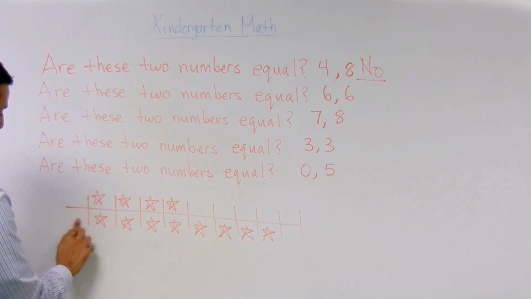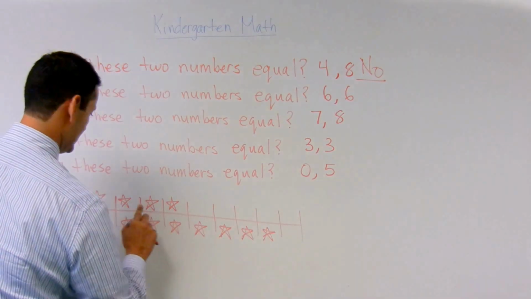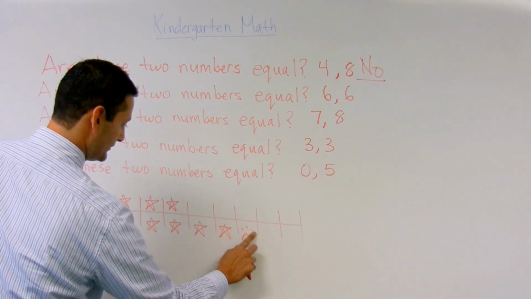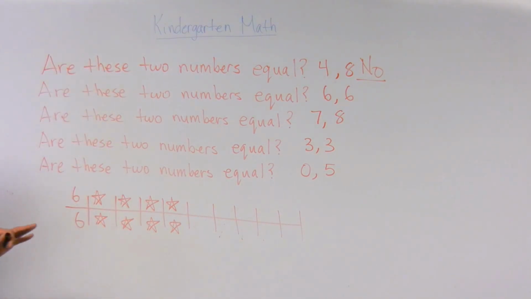Here, I'm going to erase this. We have 6 and a 6. Are these two numbers equal? Let me just make sure I have enough, okay? Let's take a look. 6 and 6. Now you can tell that these two numbers are the same, right? Of course. So are they equal? You know the answer is yes.